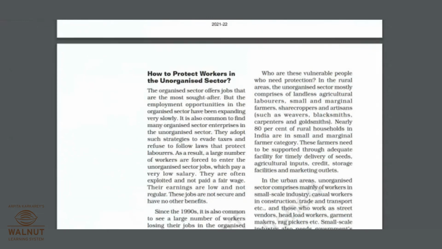So in the rural areas, the unorganized sector mostly comprises landless agricultural laborers, small and marginal farmers, sharecroppers, and artisans such as weavers, blacksmiths, carpenters, and goldsmiths. Nearly 80% of rural households in India are in the small and marginal farmer category. So this is an important number. If you have the textbook with you, you can mark this sentence. Should I proceed?